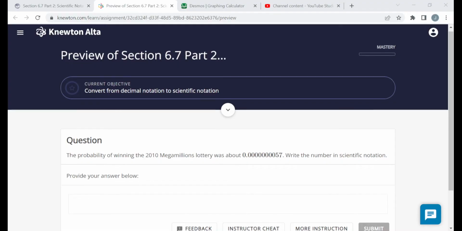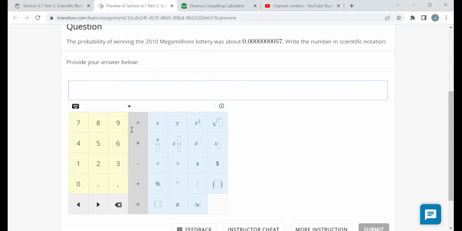So back in the assignment, that's what I'm going to type. 5.7. There's that number from 1 to 10. And then they have the little times symbol here. You can put just parentheses if you want, there's nothing wrong with that either, but for some reason a lot of textbooks have the times symbol. And then a power of 10, right? 10 raised to the negative 9 power. That is the same number, 0.00000000057, just written in a much more compact way.